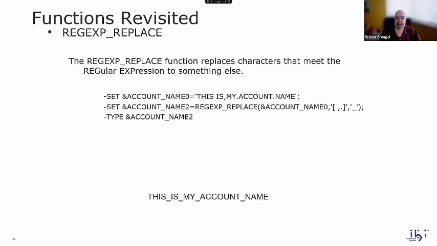Using regular expressions, I can do it in one command. So I have my baseline name 0, and then name 2 is going to be the regular expression underscore replace. Input field is account name 0. And then in the brackets, I'm saying, if I match a space, a comma, or a dot, I'm going to replace it with the underscore in the second parameter. And I get the same results, and it went from 3 or 4 lines down to 1.